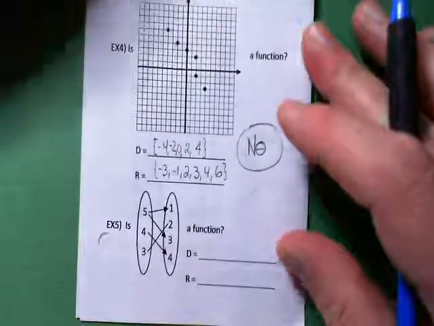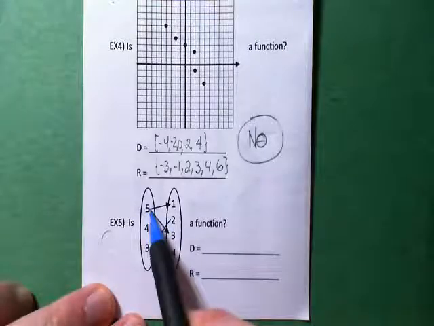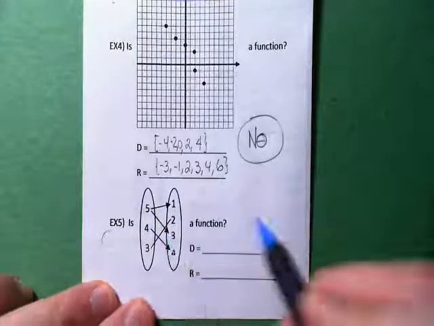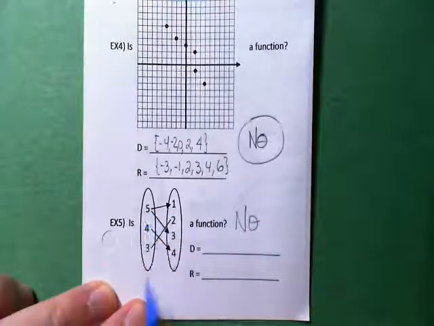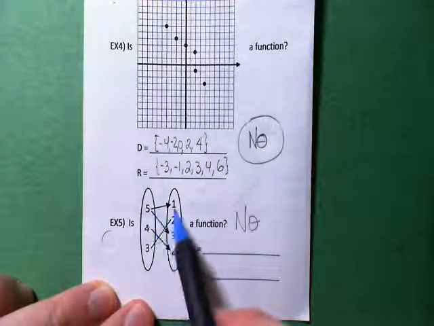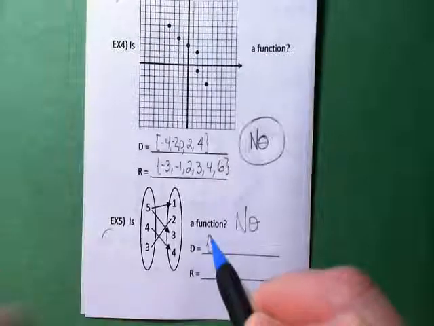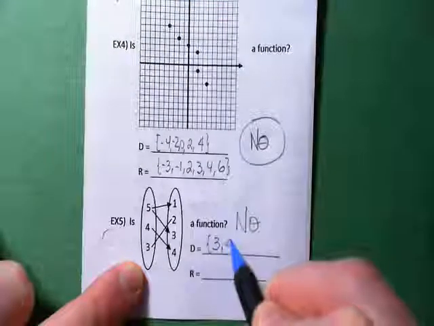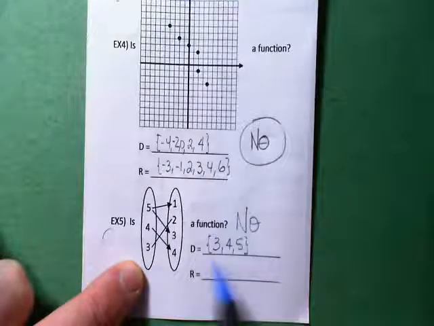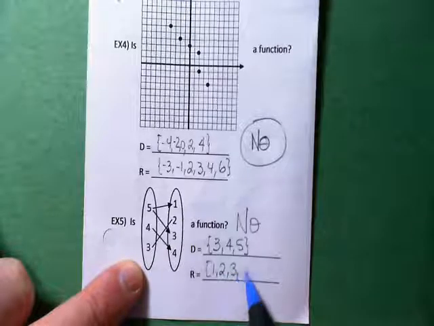Alright, let's continue forward. Next problem, we have a diagram and we ask, is this a function? And if you notice right here, there's 2 arrows coming out from the domain. So that means no, it's not a function. To be a function, you can only have 1 arrow coming from the left, pointing to the right. Alright, the domain is very easy. Just copy the left circle, which is 3, 4, and 5. And the range would be 1, 2, 3, and 4.